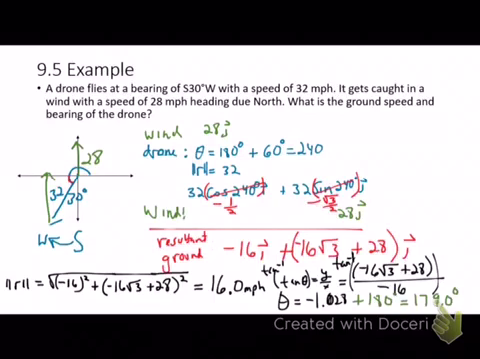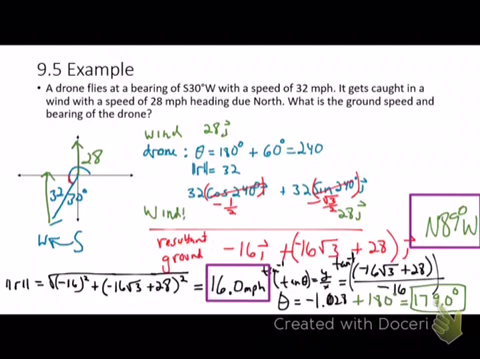Okay, so the only problem here is this is in degrees, and we want it as north something west. So if we look at how that's all set up, we can see that it ends up being north 89 degrees west, and that will be our final answer for our bearing, and the 16 miles per hour is the final answer for our ground speed.